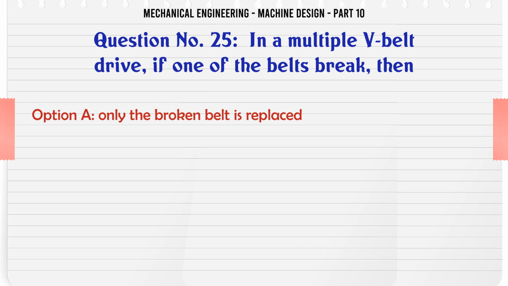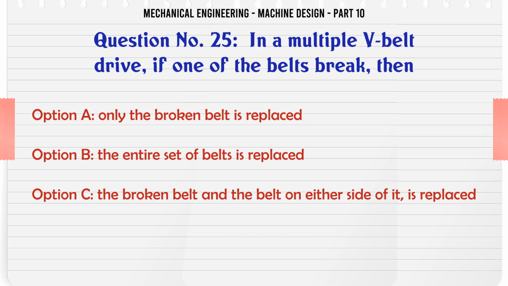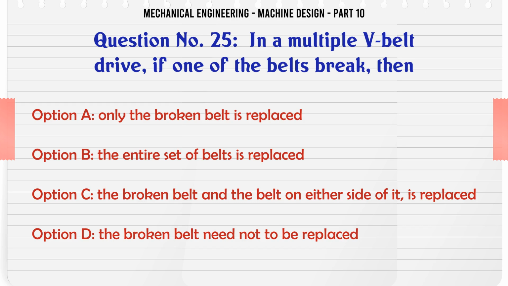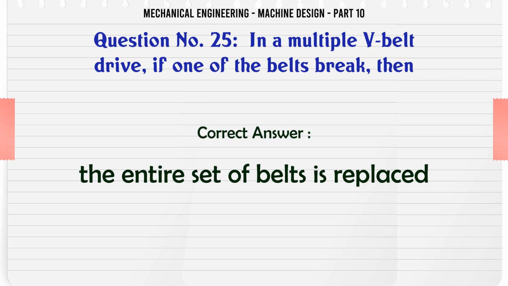In a multiple V-belt drive, if one of the belts breaks, then A, only the broken belt is replaced; B, the entire set of belts is replaced; C, the broken belt and the belt on either side of it is replaced; D, the broken belt need not be replaced. The correct answer is the entire set of belts is replaced.